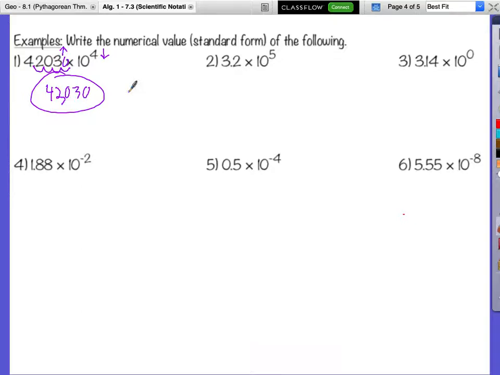Sam, how many decimal places do we move on the second one? 5. So you have 3, 2, 1, 2, 3, 4, 5. 320,000. Questions on that? Blake, what'd you get on 3?